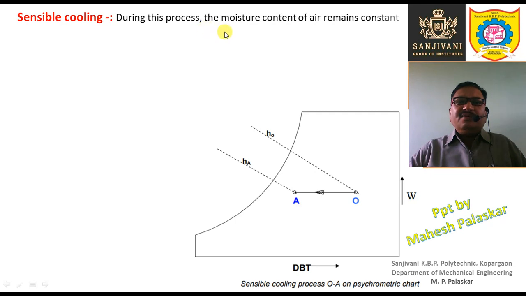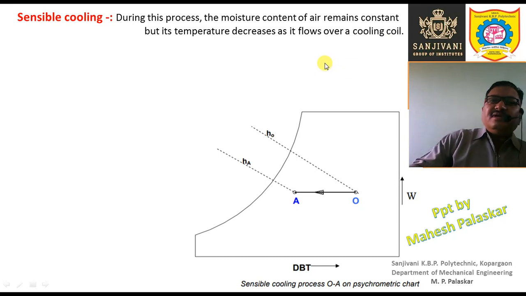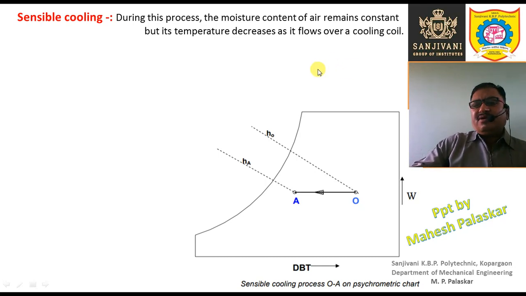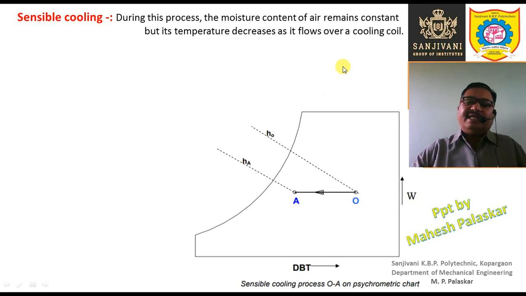During the sensible cooling process, the moisture content of the air remains constant. That means specific humidity omega remains constant, but its temperature decreases. Dry bulb temperature is decreased as it flows over a cooling coil. So for sensible cooling, the air must come in contact with a cooling coil. The cooling coil may be a coil through which the evaporating refrigerant is passing, that is the evaporator coil of the vapor compression system. That may act as the cooling coil, or a coil through which chilled water is flowing may also act as a cooling coil.